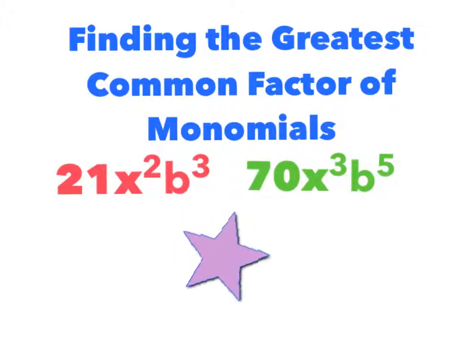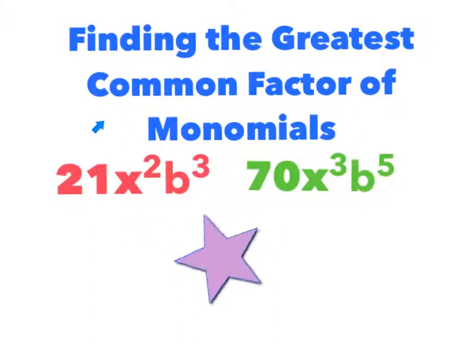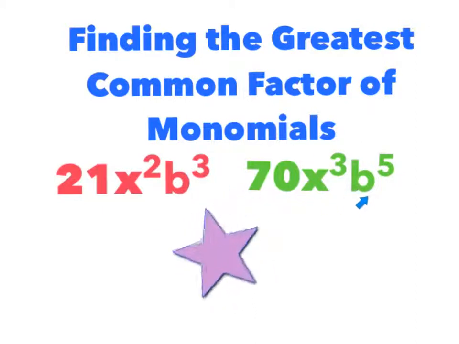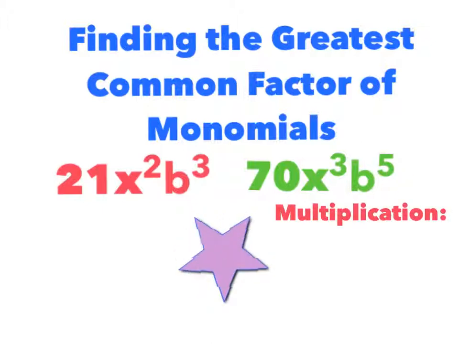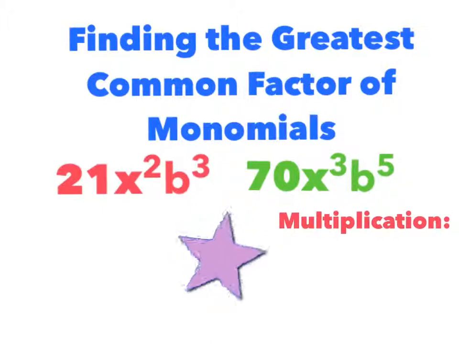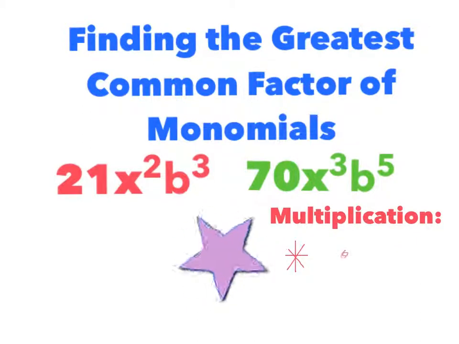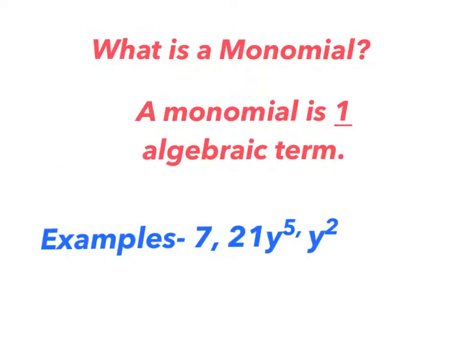Hello! Today we're going to be finding the greatest common factor of two monomials! The two monomials we will be working with are 21 times x to the power of 2 times b to the power of 3 and 70 x to the power of 3 times b to the power of 5. By the way, multiplication can be written as this or this.